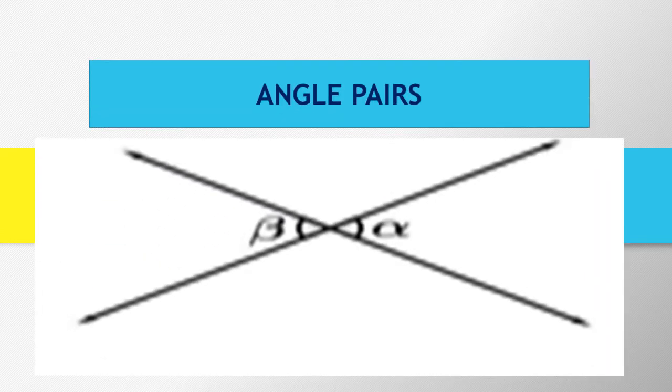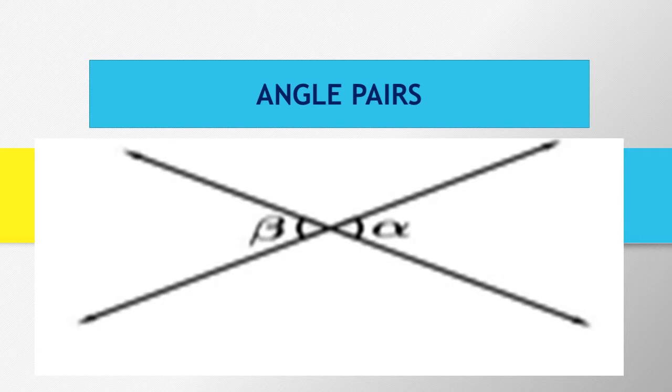We also tackled the angle pairs. We say the two angles are adjacent if two angles share a common side. We can also say that the two angles are complementary if their sum is 90 degrees. We can also say that the two angles are supplementary angles if their sum is 180 degrees.